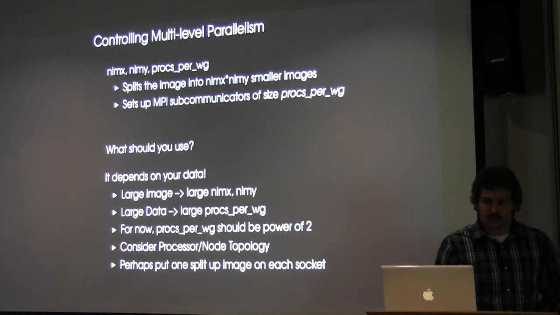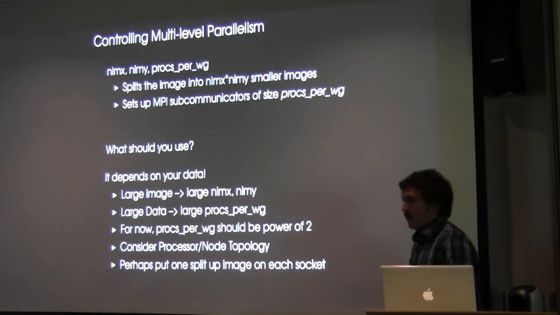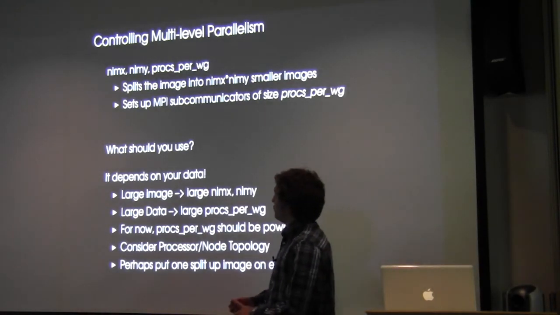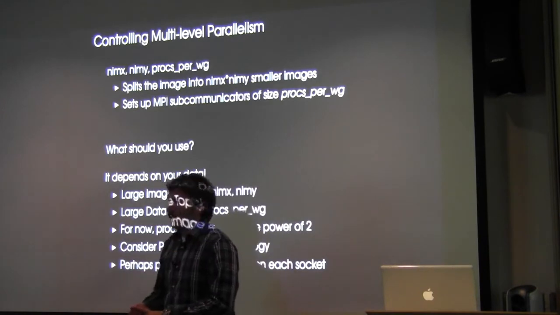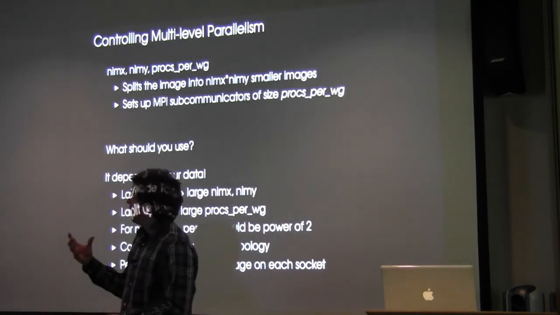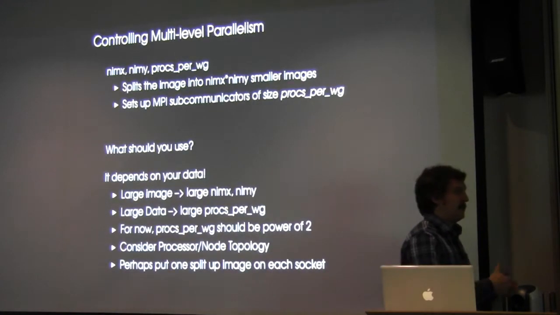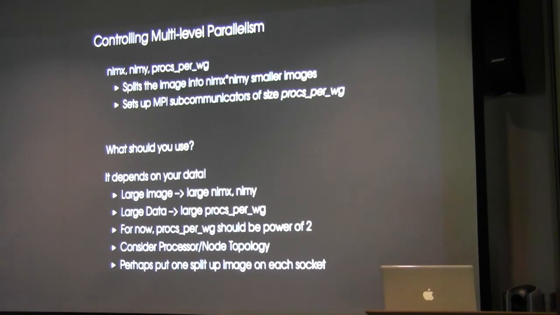So there's a few things that I want to go over before I let you loose on these scripts. The controls for controlling the parallelism are nim_x, nim_y, and procs_per_wg. WG is a work group. And so what this will do is for each individual image plane, procs per work group will work on the entire data set and do the projection into that image plane. This sets up MPI subcommunicators for anyone who cares.